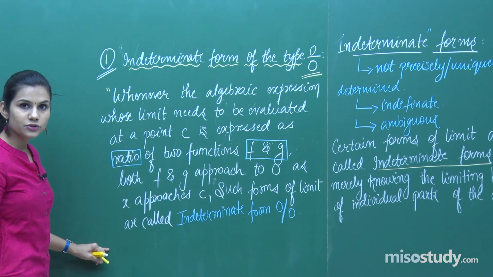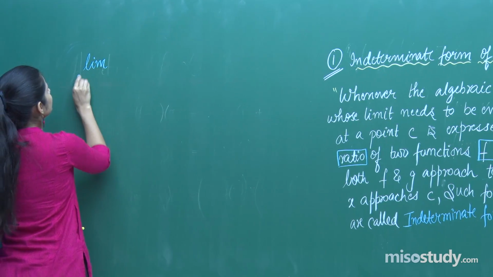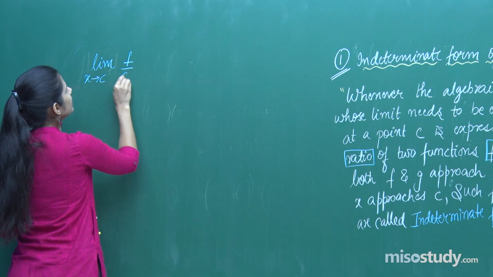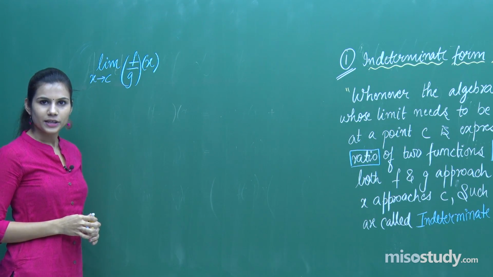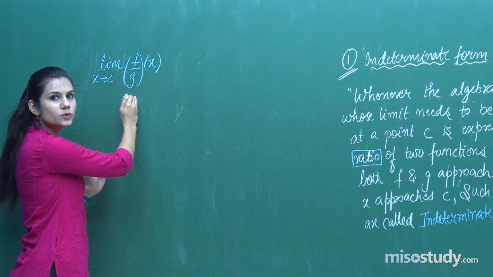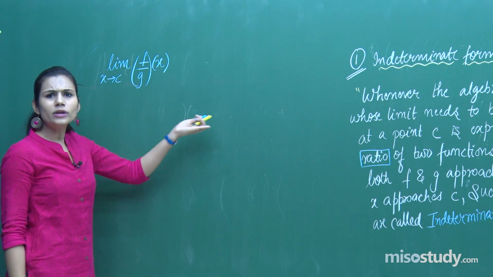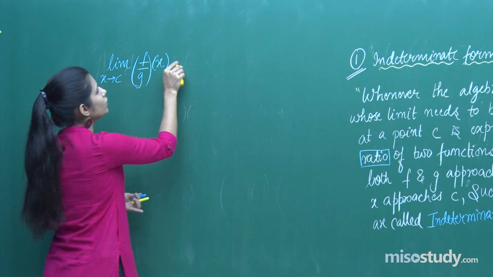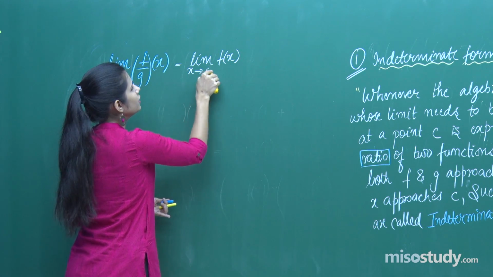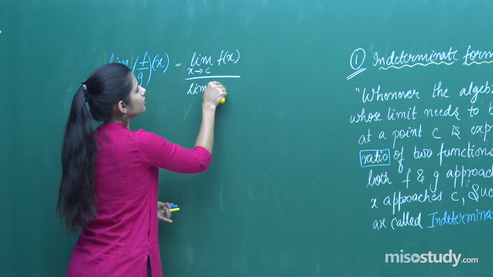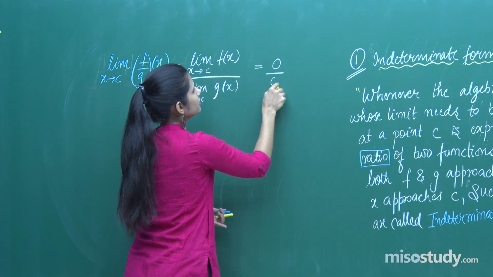That means what is this trying to say? It is saying, limit x tends to C of f by g of x. Suppose this is what needs to be evaluated. Fine. Till now we know that to evaluate this we just need to segregate the limits of f and g at C, and then you get the limit of f by g at C. But what if when you do that, what you obtain is this.